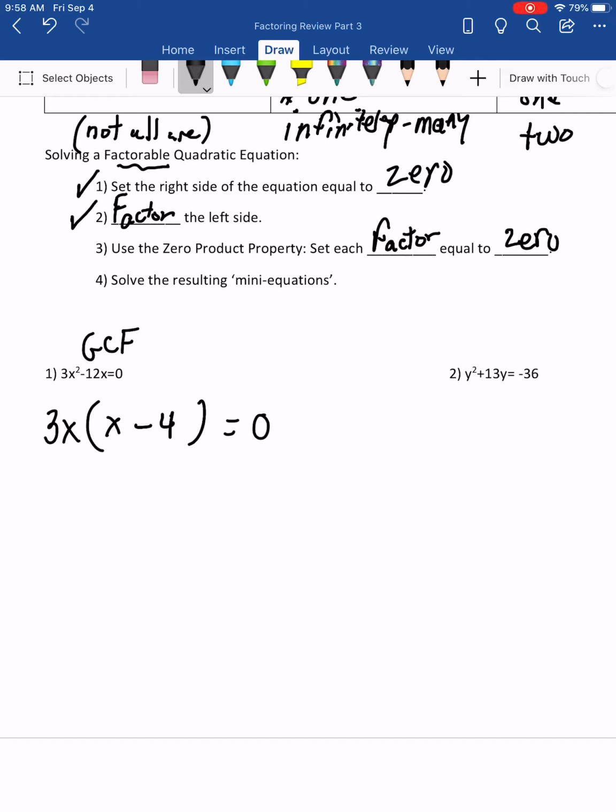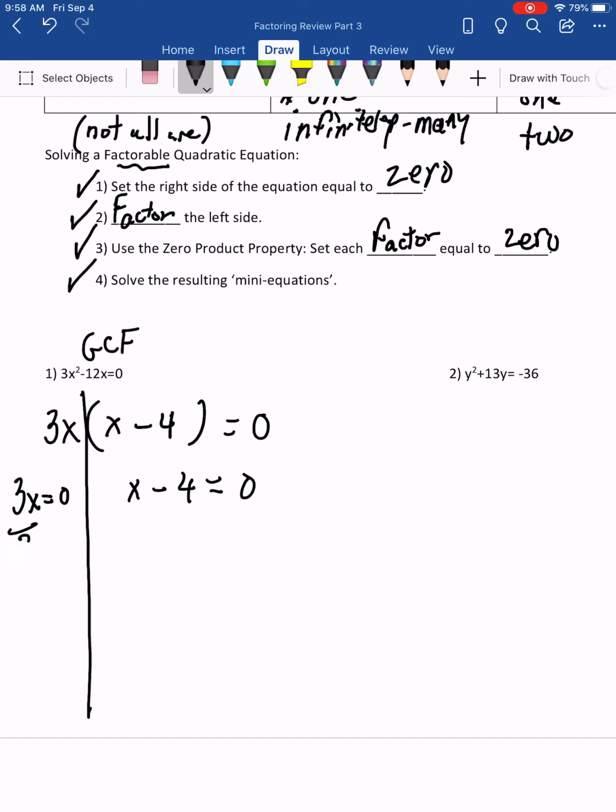So one of your factors is 3x. I'm going to draw a line between factors. I'm going to write 3x equals 0. Your other factor, x minus 4, I'm going to write x minus 4 equals 0. Okay, so step 3, we set each factor equal to 0. Step 4, we're going to solve the resulting mini equations.